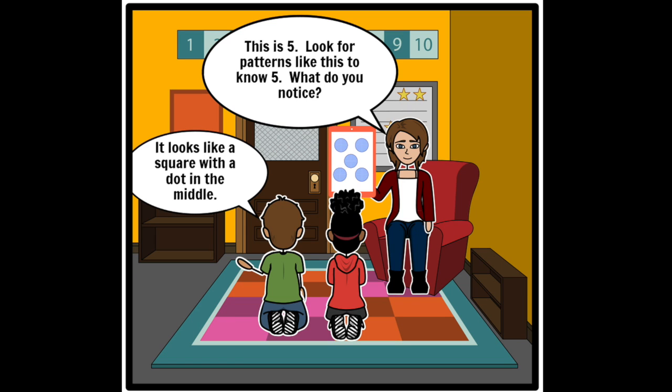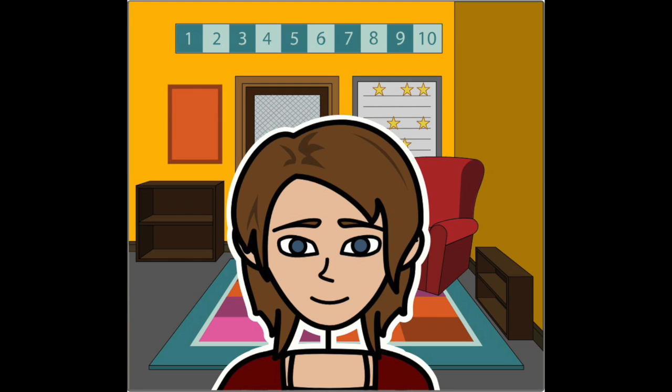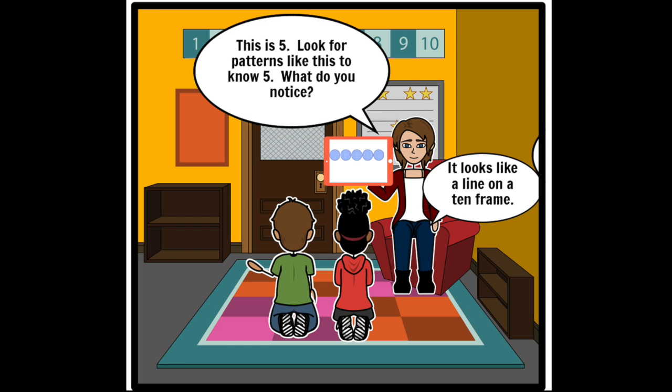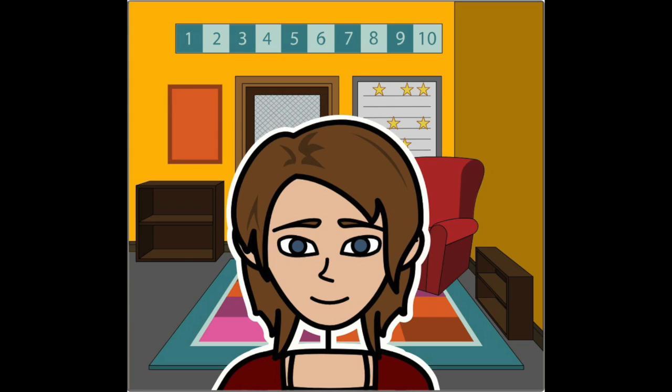This is 5. Look for patterns like this to know 5. What do you notice? It looks like a square with a dot in the middle. You should look for hidden groups within groups of bigger numbers. This is 5. Look for patterns like this to know 5. What do you notice? It looks like a line on a 10 frame. Finding hidden groups inside of bigger groups can help you count faster.